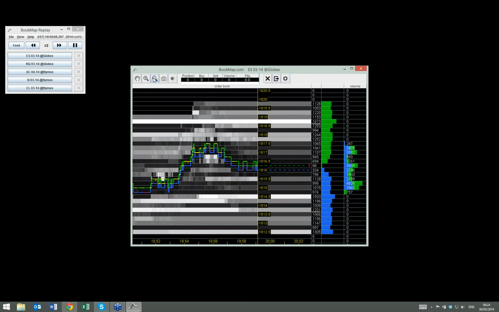Aside from Bookmap, you mean? Yeah, is there any other resource, outside of Bookmap, that would help you understand how Bookmap is showing this information? I think that's his question.